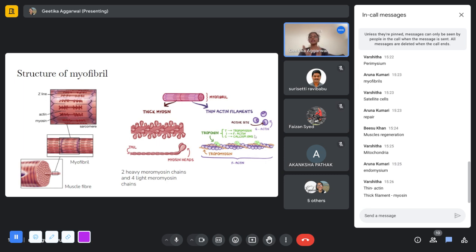So basically, each myosin head is made up of one heavy meromyosin chain and two light meromyosin chains. So the two of them are made up of two heavy chains and four light chains.